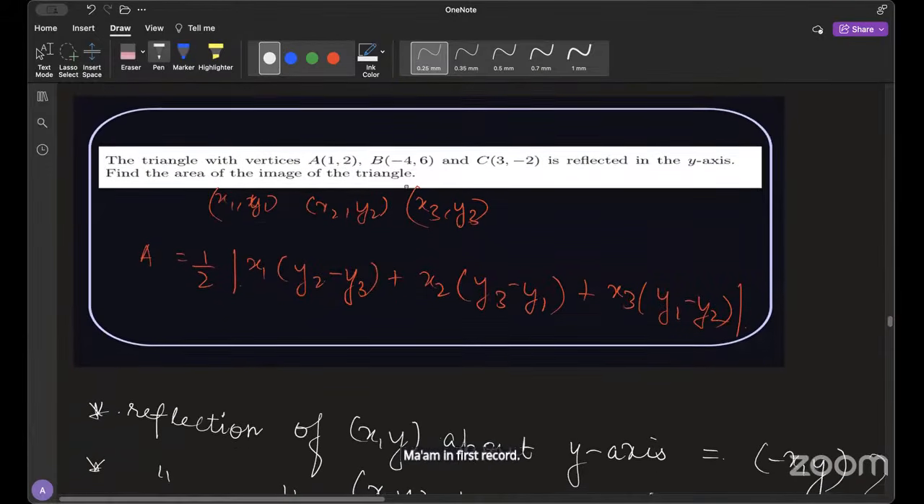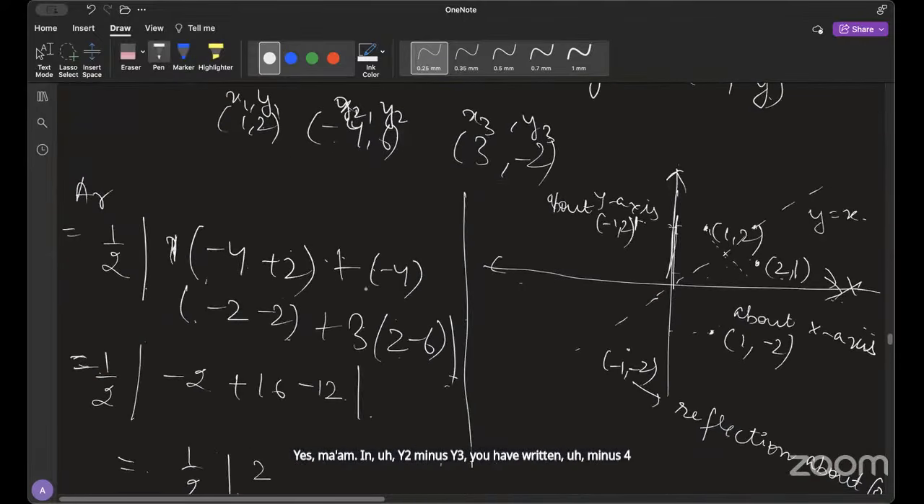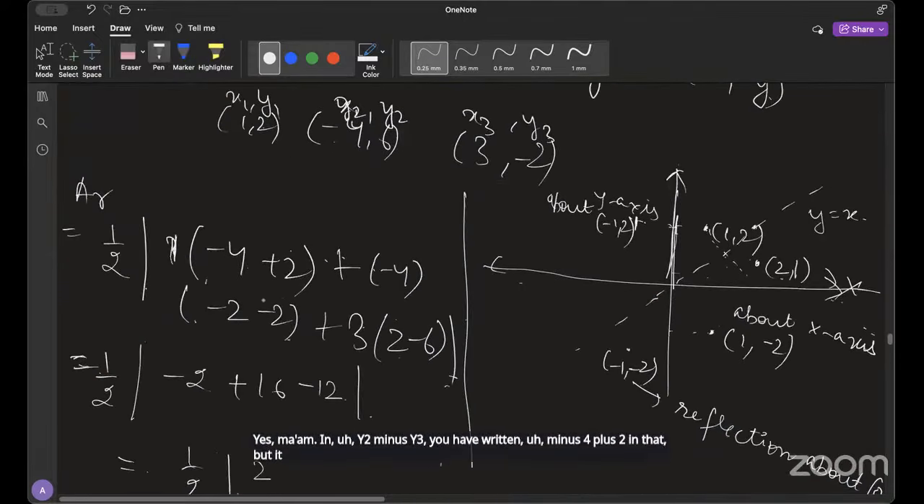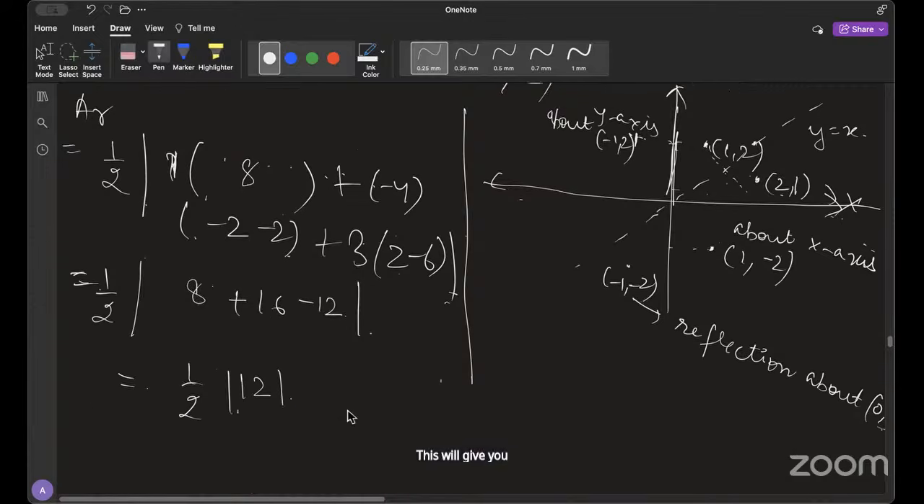In y2 minus y3, you have written minus 4 plus 2. But it should be y2 minus y3, it should be 6 minus minus 2. So it should be 8. Yes, ma'am. And then you will have 8 here. So 16, and minus 4 gives you 4. This will give you 12. So area will be 6.